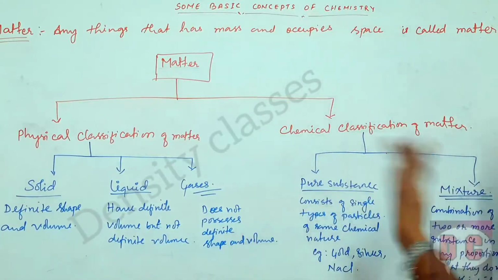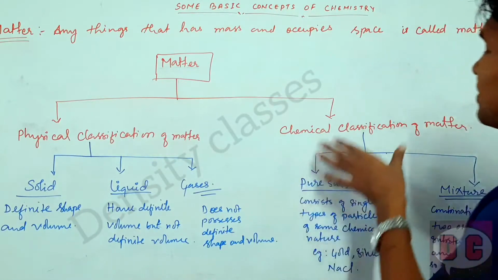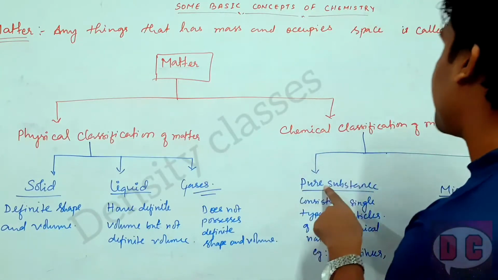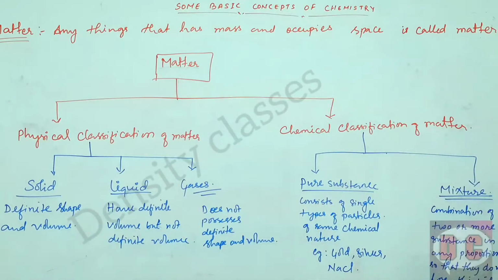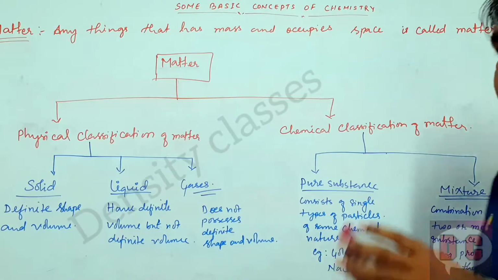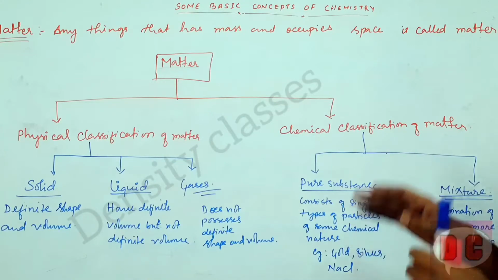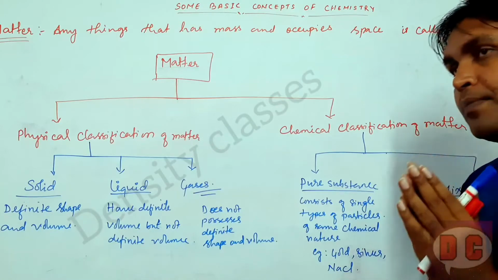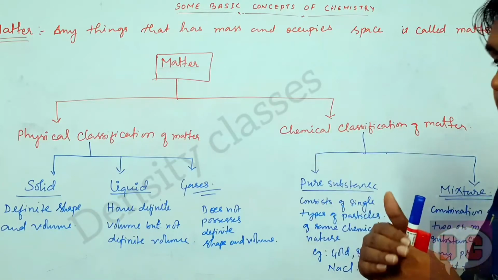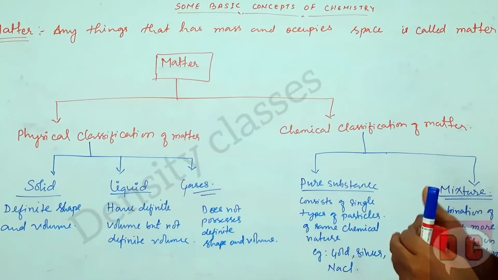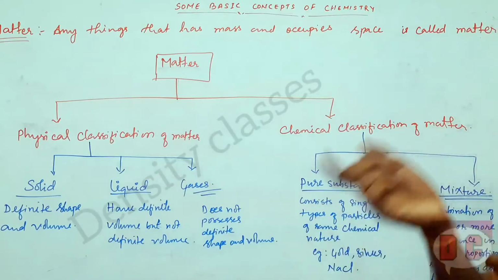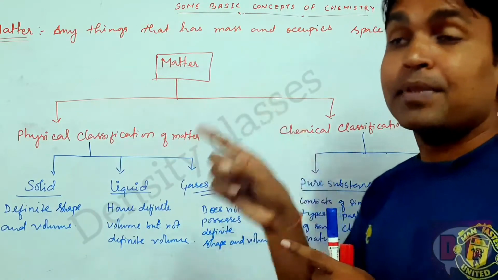Okay, next, coming to the chemical classification of matter. Chemically, we have classified matter into two categories. First is what? Pure substances, and second one is mixtures. So what is a pure substance? It consists of only one type of particles, or you can say in other words, particles which have the same chemical composition. It is made up of only one type of particles of the same chemical composition.